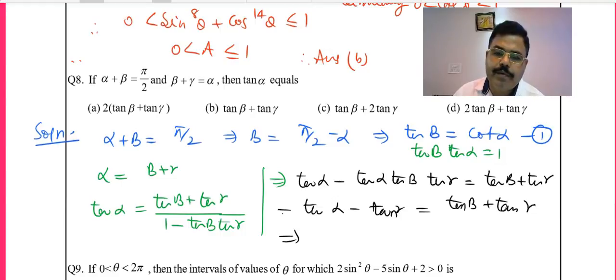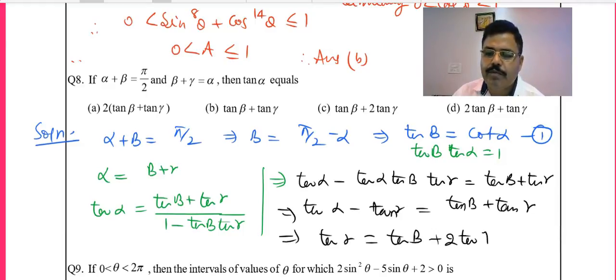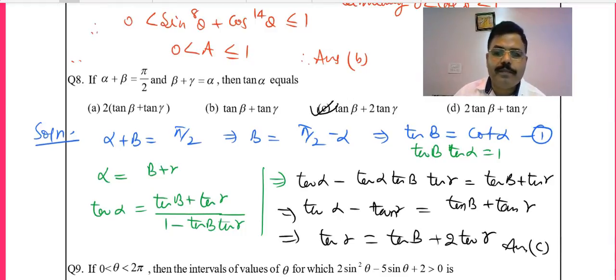And therefore tan alpha is equal to nothing else, tan beta plus this tan gamma will come this side, it will be positive. So 2 tan gamma tan beta, and therefore C will be the right answer. So answer is C. I hope you got it. Okay, now the next question.